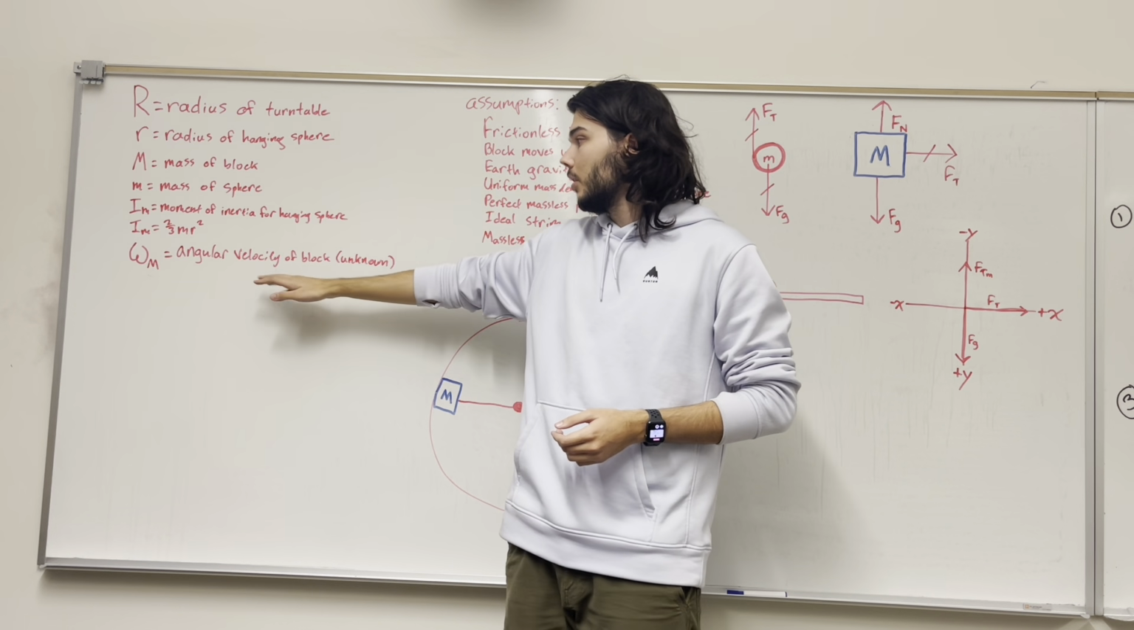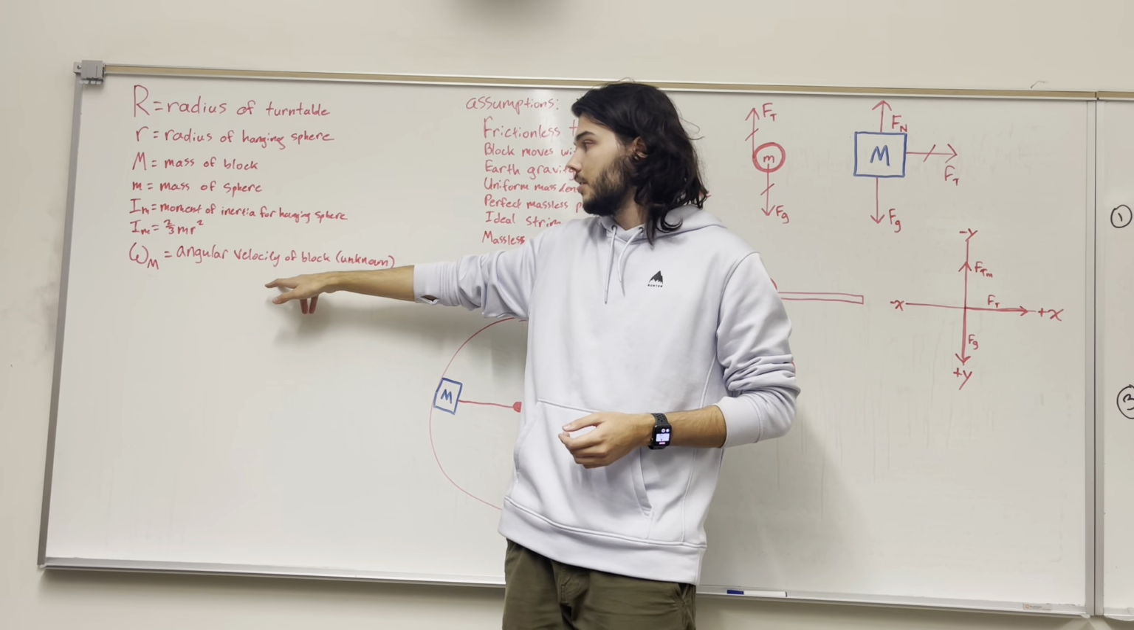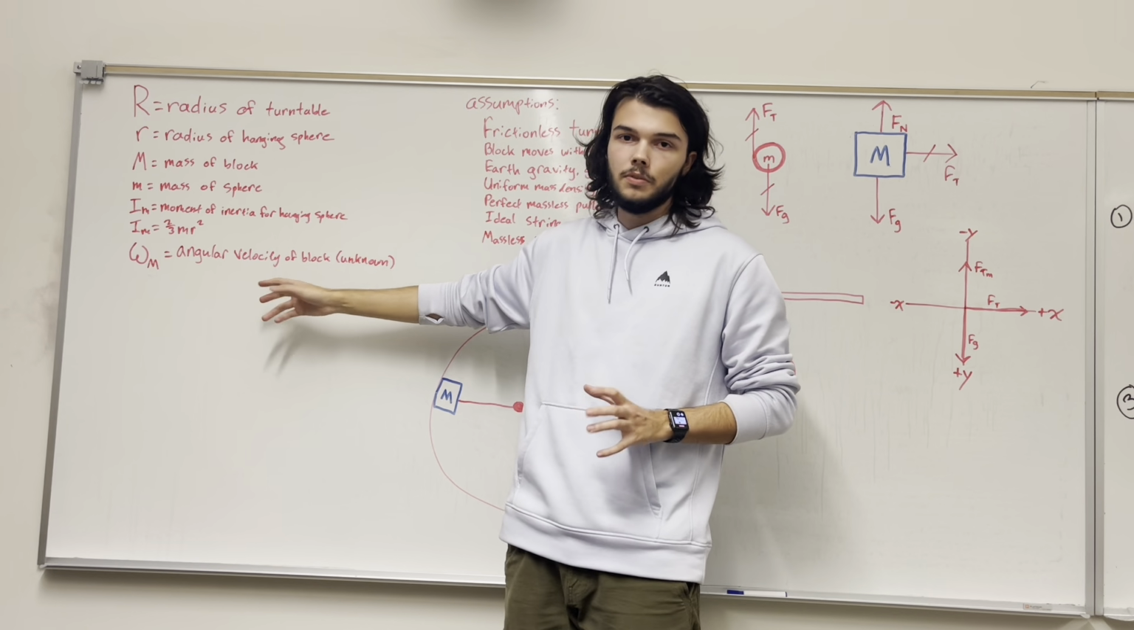And then finally, what we're trying to find is the angular velocity of the block. That's also going to be the angular velocity of the turntable. That's what we're solving for. And then we've got our assumptions. Again, frictionless turntable still rotates around, but no force due to friction, and the block's moving with it.